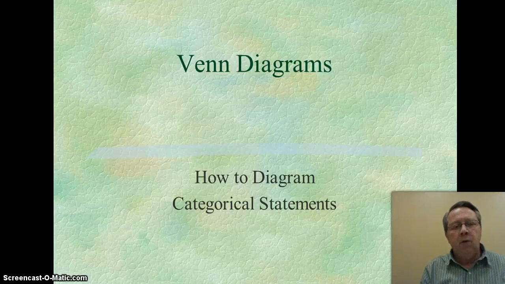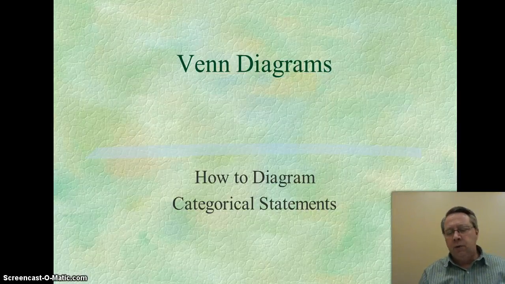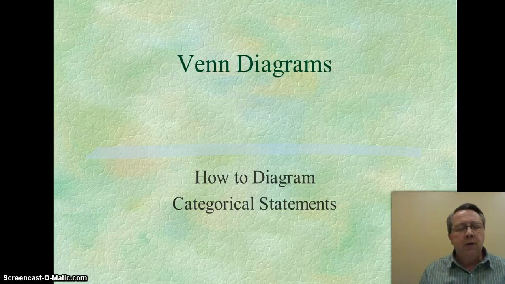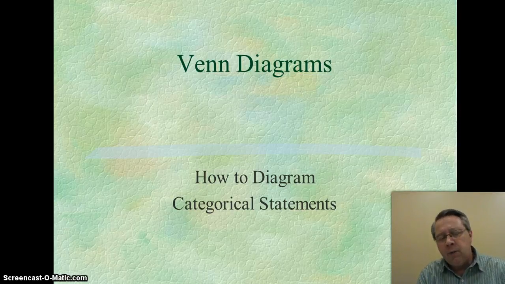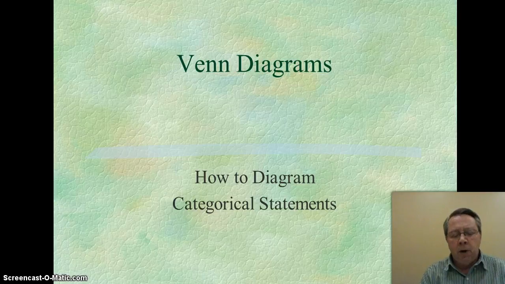Okay, let's look at section 4.3. We're going to break this down into two videos just to make it a little bit easier to grasp because it's a little bit complicated. That's why we're only covering one section for this class. The first section we're going to look at is Venn diagrams and how we diagram a categorical statement. The second section we'll look at would be the modern square of opposition.